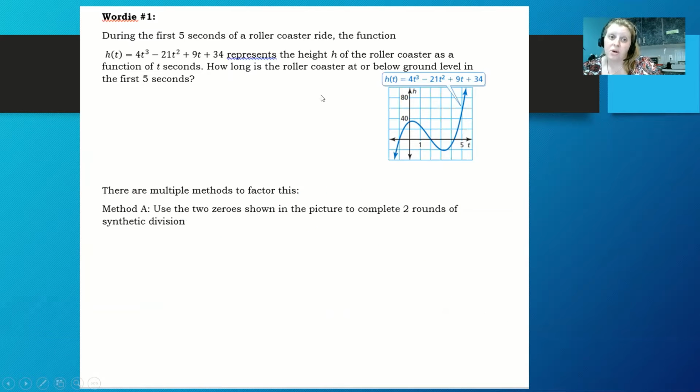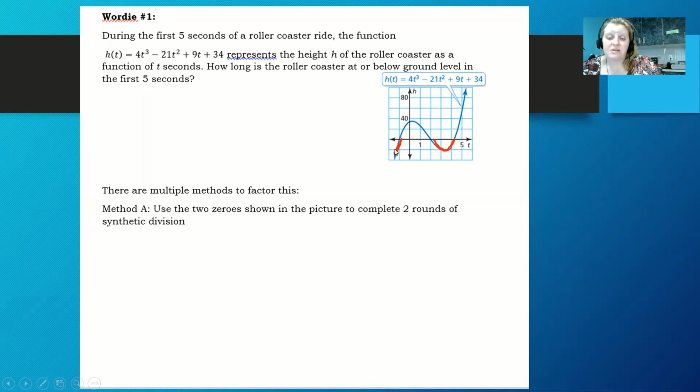So we have several word problems in our notes, and they are a bit time consuming. So I'm only going to do one word problem for each video, something like that. So we won't do all of this in one shot. But we have a problem where we're on a roller coaster ride, and this is the path the roller coaster follows. They give you a function to represent the path of the roller coaster, so you can figure out its height based on how many seconds go by. We want to know how long the roller coaster is at or below ground level in the first 5 seconds of the ride.